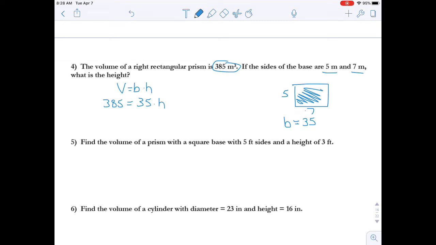Trying to find the height. So solving for h. Well, if I want to solve for h, I need to move that 35. So I divide. 385 divided by 35 is 11. The height would be 11, and we're talking about meters.